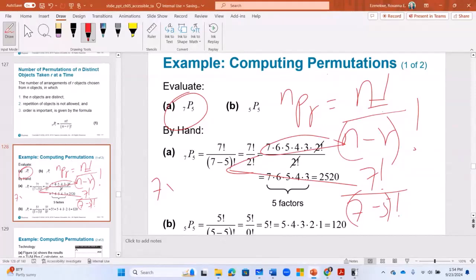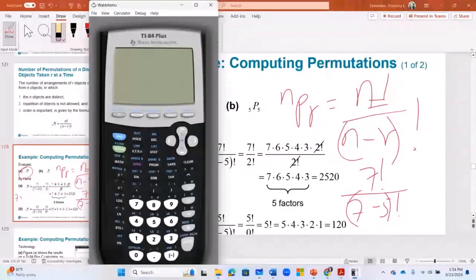How do you use the calculator to do this? Is this answer correct? Let's find out. I'm going to get my calculator. I know we don't have time, but we can finish this. I'm going to do 7 permutation 5, where order is important. So I go to 7, go to math, arrow to PRB. Permutation is number 2. And 5. So now I have 7 permutation 5 on my calculator.